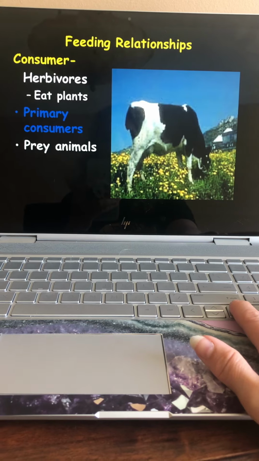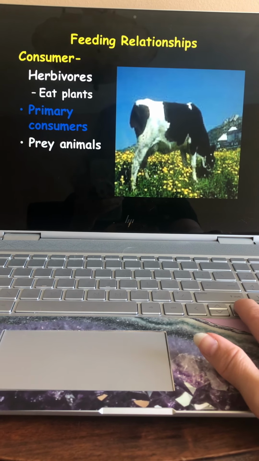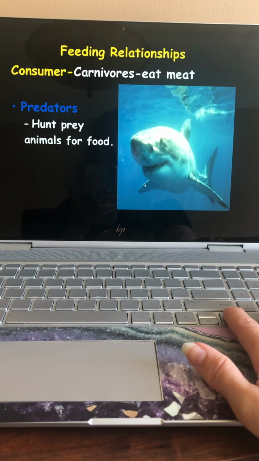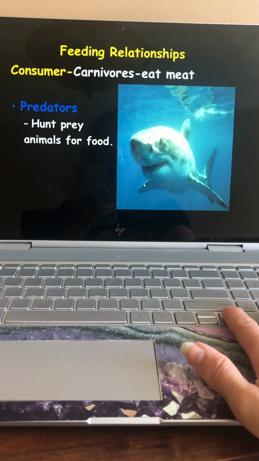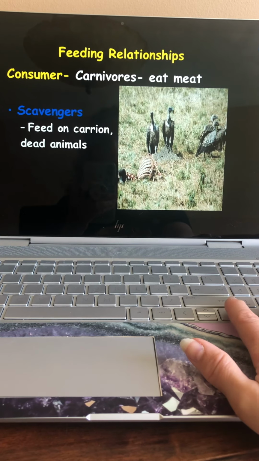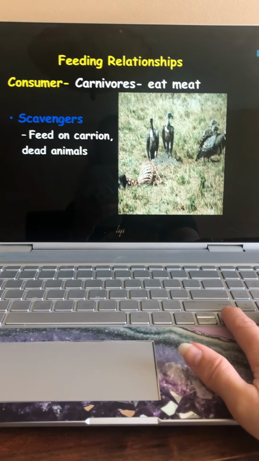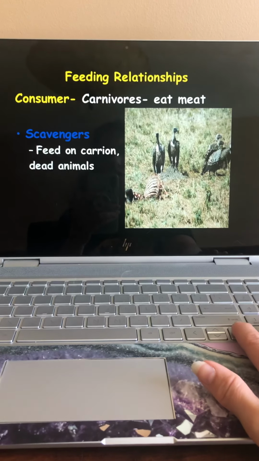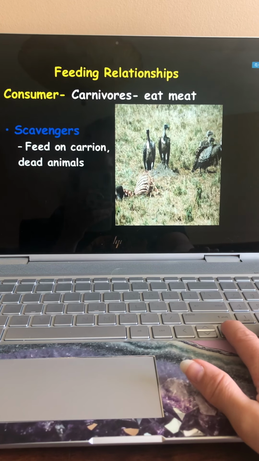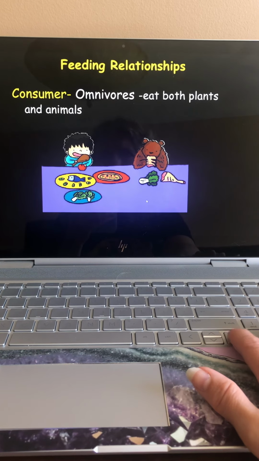And just as another picture of consumers, these are herbivores. They're going to eat plants. They are our primary consumers. We have carnivores next. They're a consumer and they eat meat. They're usually the predators, right? They hunt for their prey. Scavengers you would also consider to be carnivores because they do eat meat, but they feed on the dead remains of organisms. And we have omnivores like us, which eat both plants and animals.